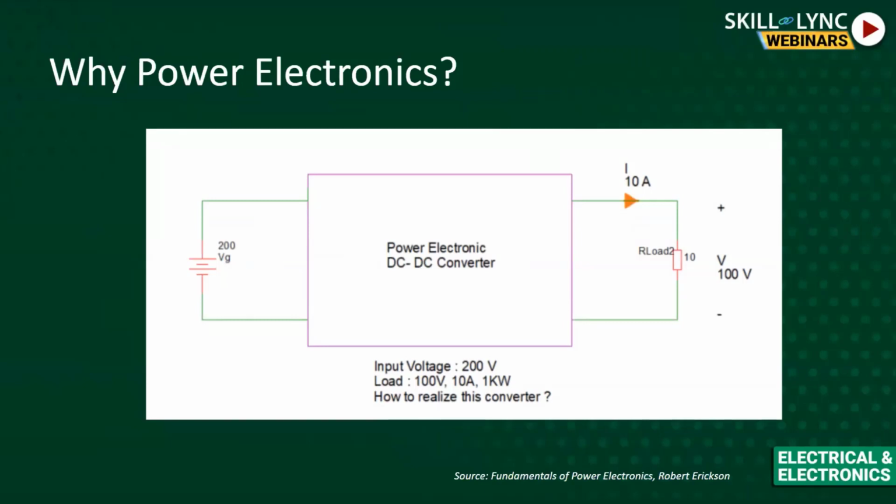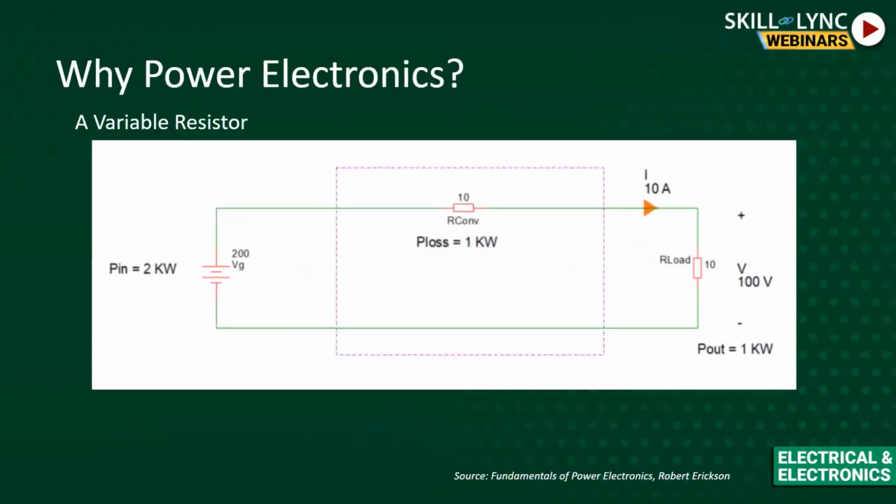I can keep a simple resistor here, 10 ohms, so that 200 divided by 10 plus 10, 10 ampere flows through this series circuit, and the power loss here is 1 kilowatt. Obviously, I get the power output as 1 kilowatt.